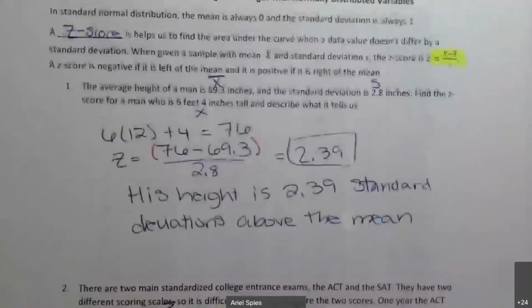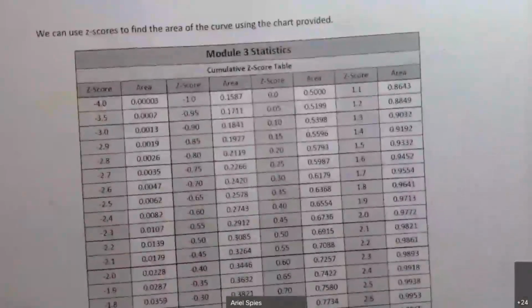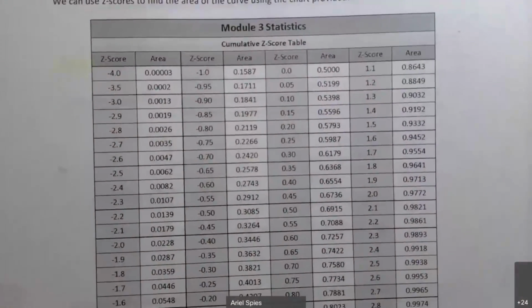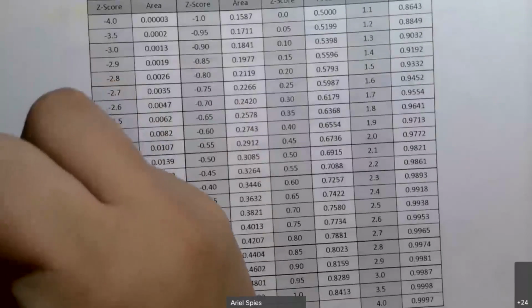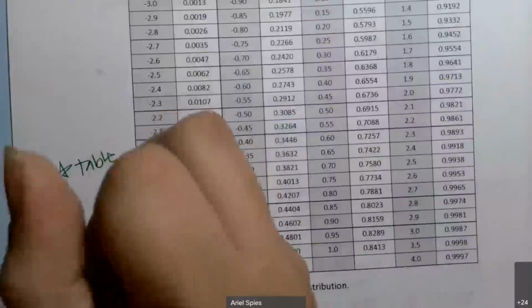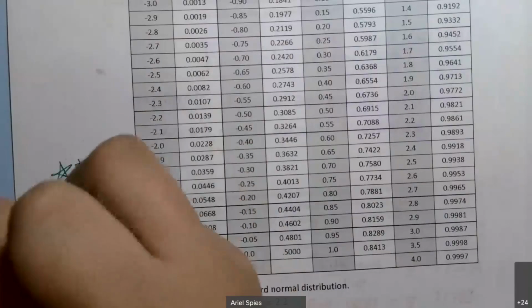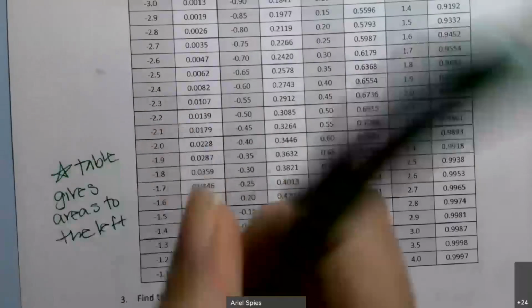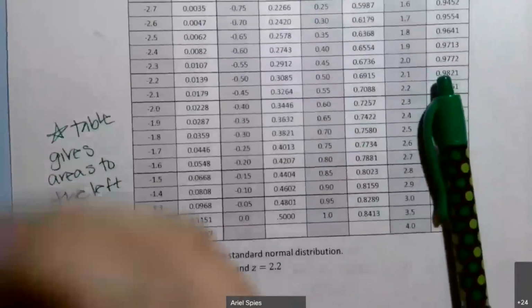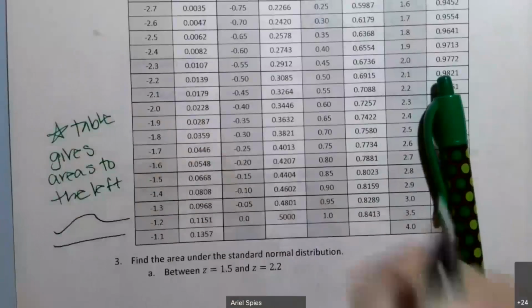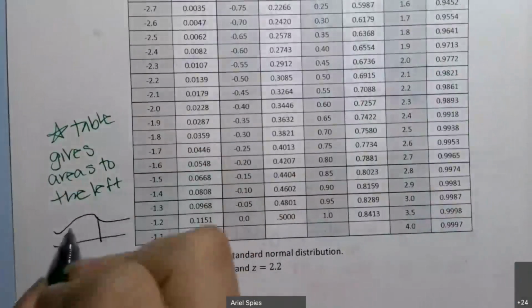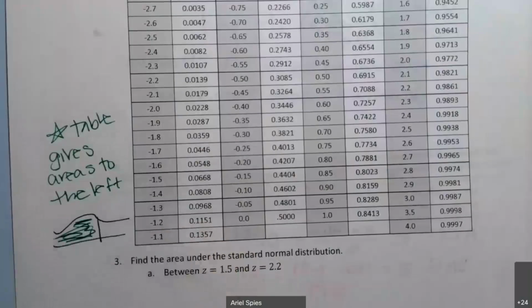Okay. The next thing we're going to look at is this chart, which will give us the area under the curve for each standard deviation. The way this chart works is it gives me the areas to the left of the data value. So if I think of a standard curve like this, if I had a data value here, it's giving all the area covered by the stuff on the left.